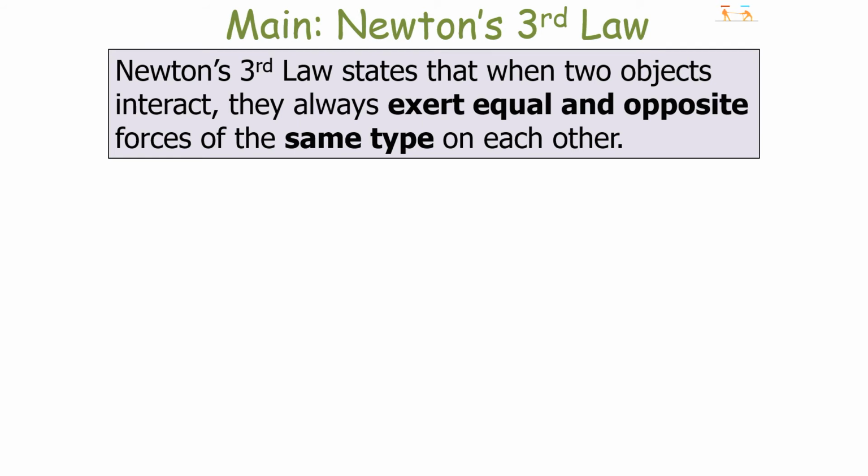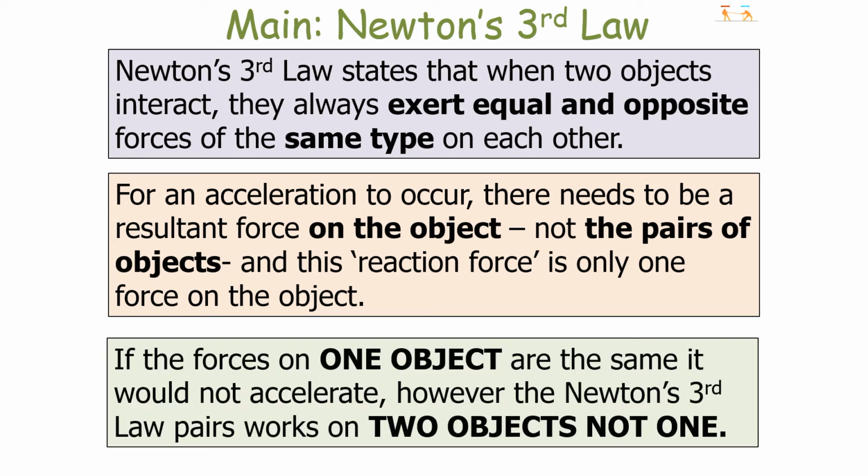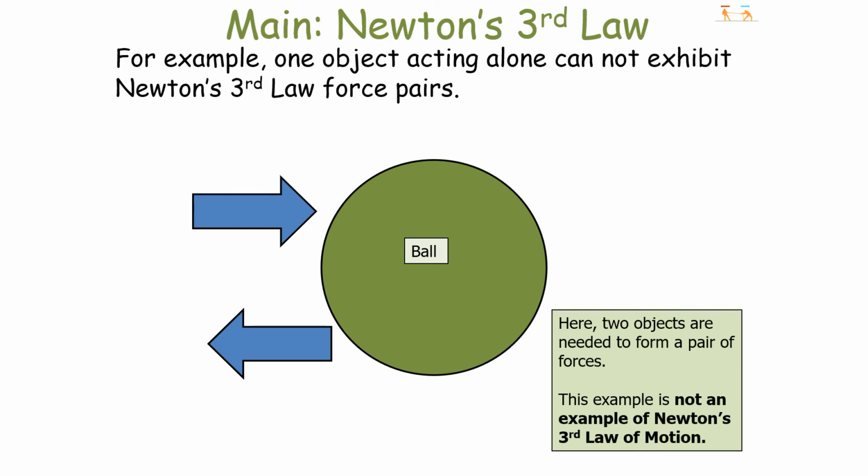Now remember, Newton's third law states that when 2 objects interact, they exert equal and opposite forces of the same type on each other. Now for an acceleration to occur, there needs to be a resultant force on an object, not the pairs of objects, and this reaction force is only one force on the object. So if the forces on one object are the same, it would not accelerate. However, Newton's third law pair works on 2 objects, not 1. So here we need 2 objects to form a pair of forces for Newton's third law.